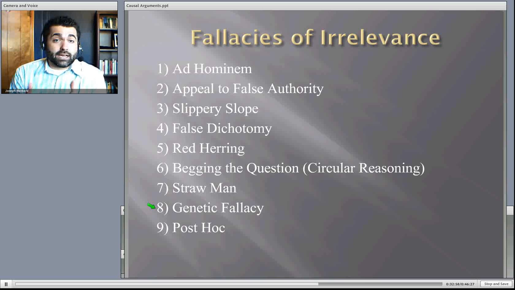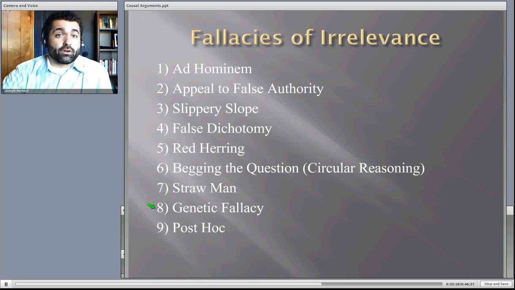Clearly, sometimes character is really relevant, right? If I want to know who my daughter should marry or who my son should date or, right, who I want heading up my department at the university, I want to know about character. But when we're talking about arguments, ideas, evidence, and whatnot, the person's character is not relevant to whether their argument is true or false, right?